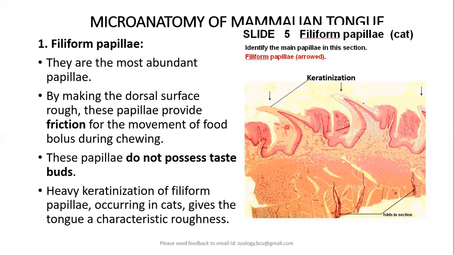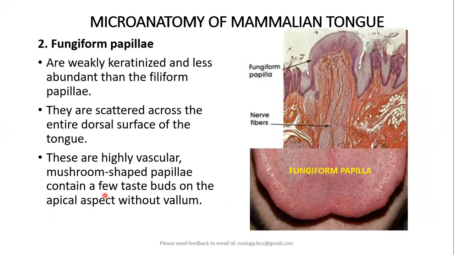And therefore, these papillae provide friction for the movement of food bolus during chewing. They facilitate the movement of the food in the mouth. But as this epithelium is keratinized here, they do not possess taste buds. The keratinization is again the reason for the roughness of the tongue.